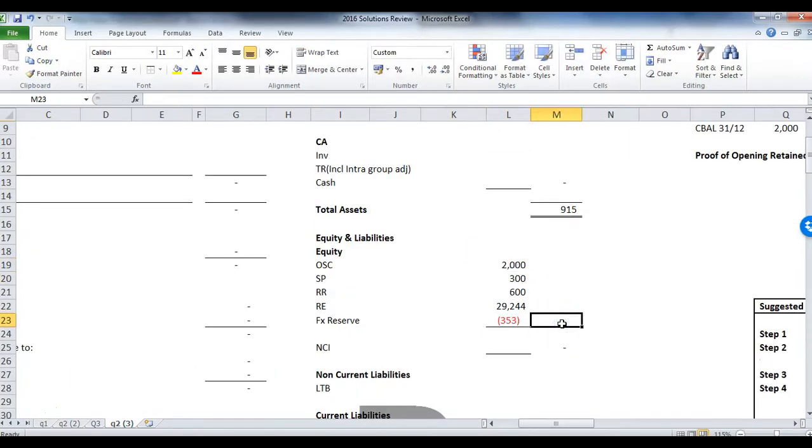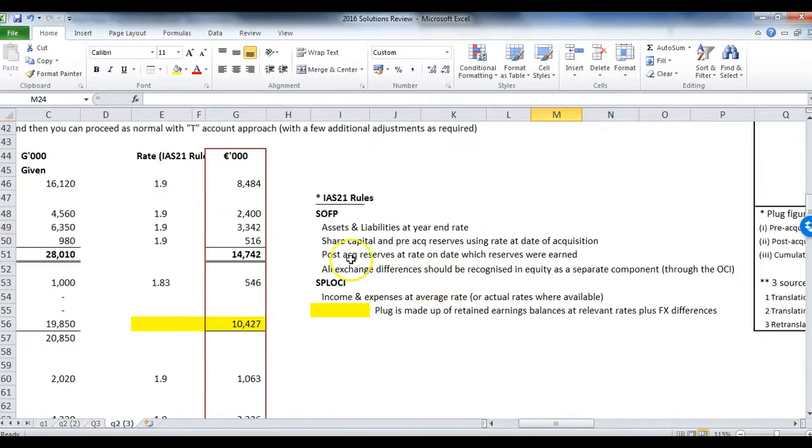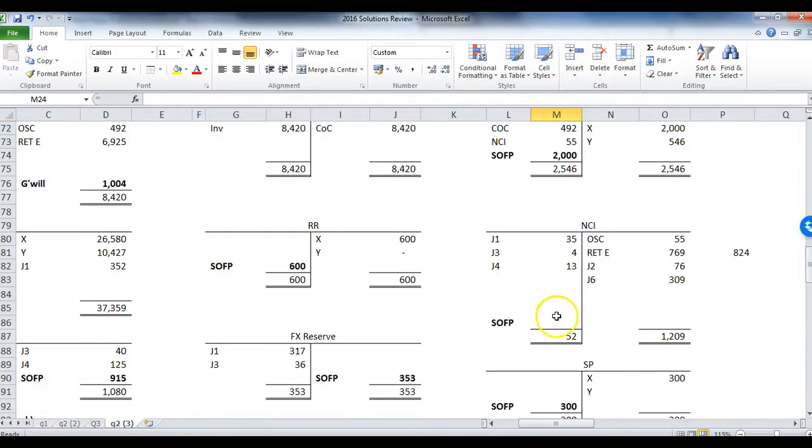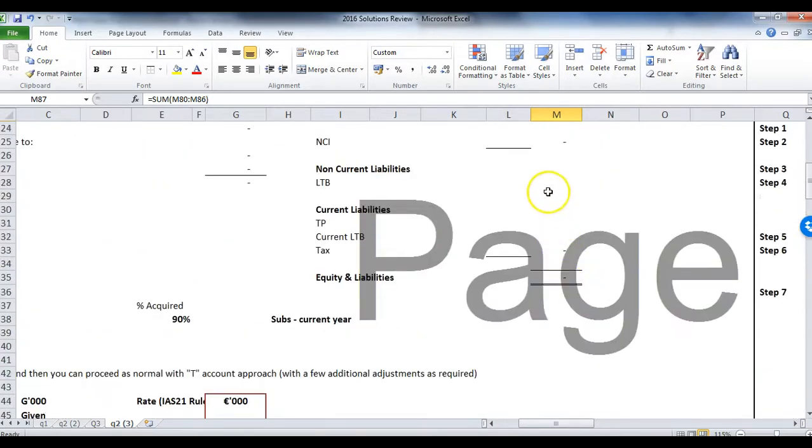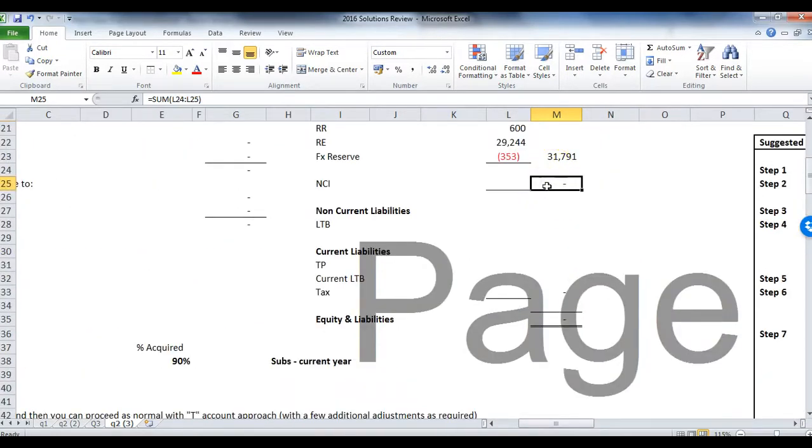So you can add them up. Let's keep working down. So we have the NCI as well. The NCI will be the sum of the credit side minus the balancing debit entries, meaning we have 1157 to be brought down on the credit side. So that gives me my NCI.